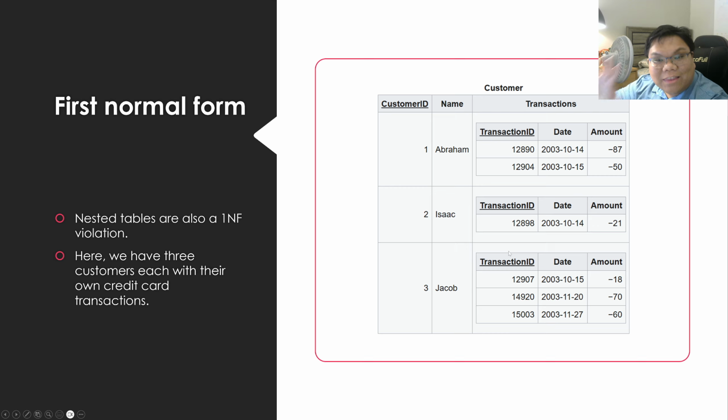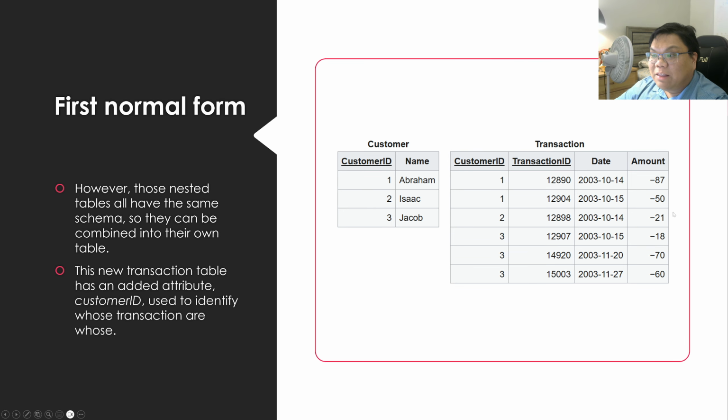Why don't we just take those nested tables, put everything in its own table, and then add a fourth attribute? That's the customer ID, so you know which customers have which transactions. So that's exactly what we do. We split this table from being a nested table into one customer table and one transaction table.